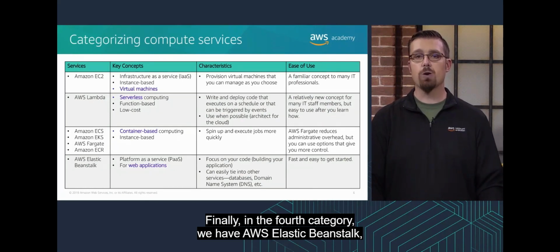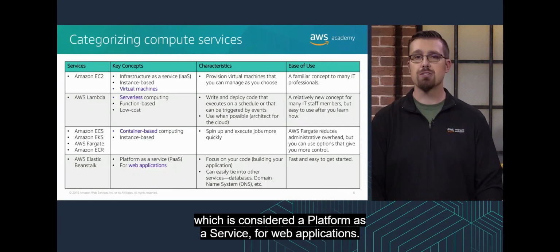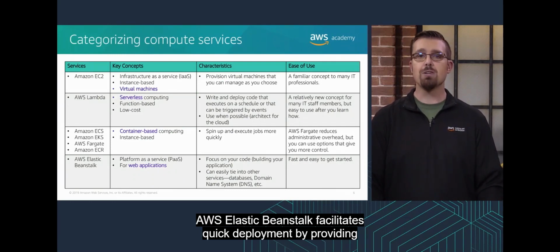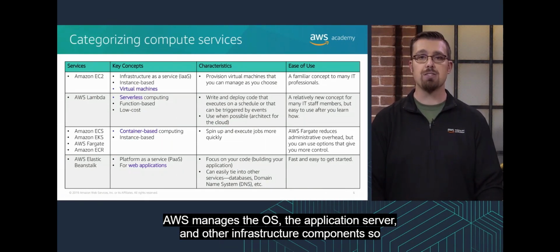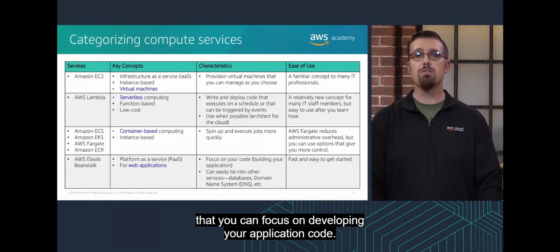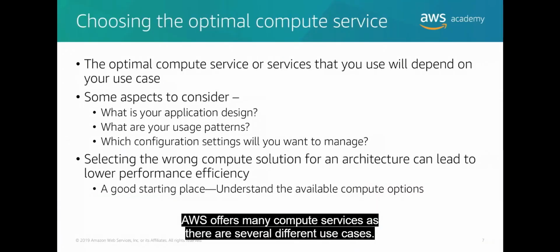Finally, in the fourth category, we have AWS Elastic Beanstalk, which is considered a platform as a service for web applications. AWS Elastic Beanstalk facilitates quick deployment by providing all the application services that you need. AWS manages the OS, the application server, and other infrastructure components so that you can focus on developing your application code. AWS offers many compute services as there are several different use cases.